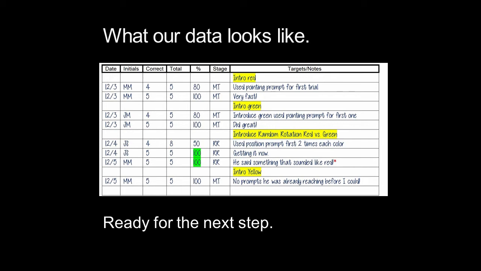You can also see that it did take just 1 drill to master yellow in mass trial. How can that be? Don't we have to have a prompt, and therefore we can't really have 100% for the first mass trial, can we? The hint is in the notes. The child was beating the instructor to the prompt. This is also a very good sign and something you're looking for and trying to teach.